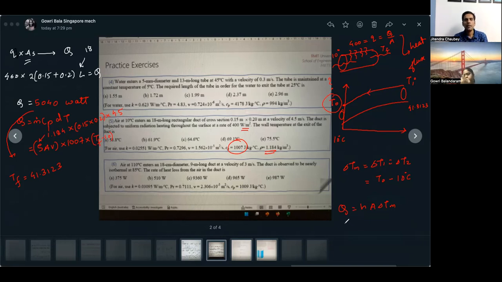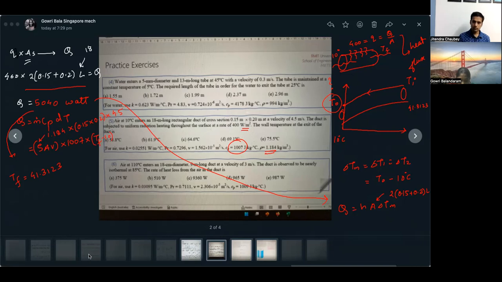Okay, fine. So we have the value of Q. A would be the surface area, which is basically 2 into (0.15 plus 0.2) into L. And delta T mean would be T naught minus 10 degrees Celsius. Okay, how to find H now?